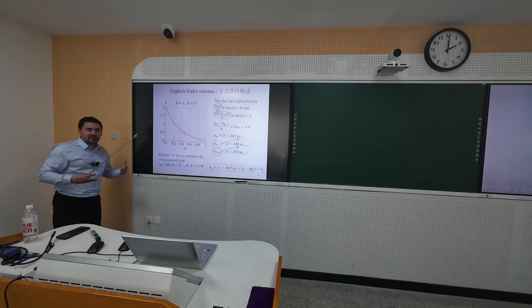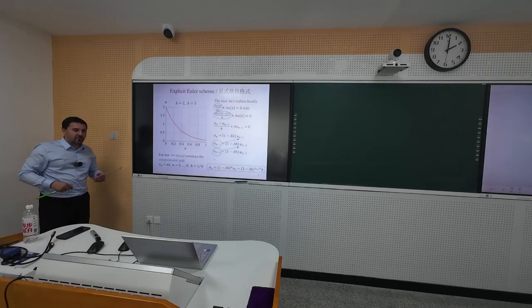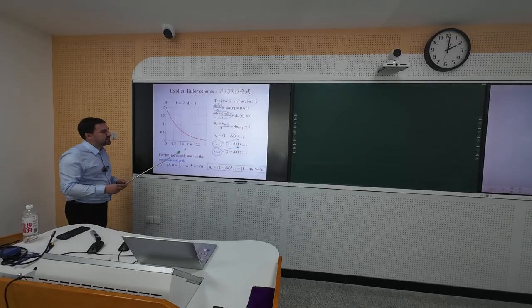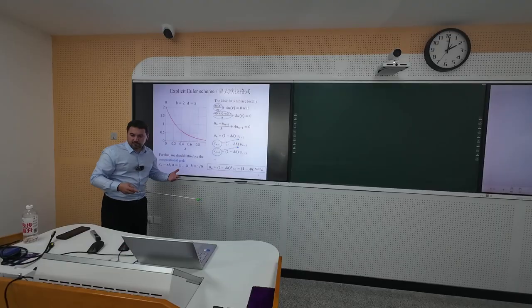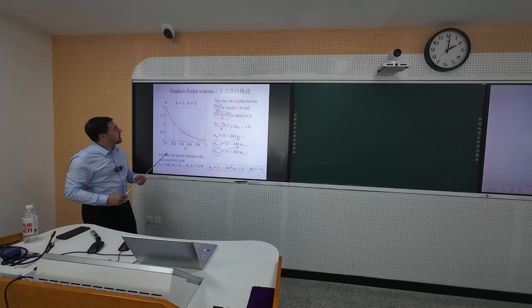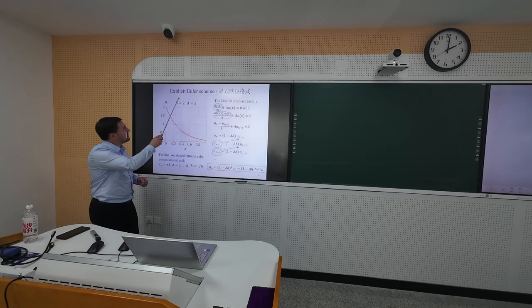For sure, it's possible to do that only for a very simple case, if our numerical scheme is very simple, just the Euler scheme. So this scheme is called the explicit Euler scheme.